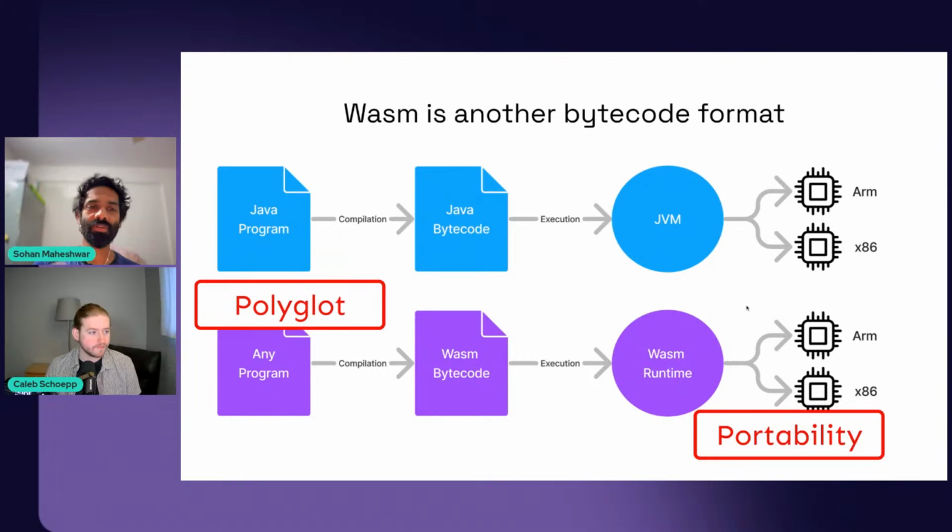So I have a question for you, Caleb. Typically when I speak about WebAssembly at meetups and conferences, this is the first question that everyone asks me. What really is the difference between, say, a JVM and a Wasm runtime?